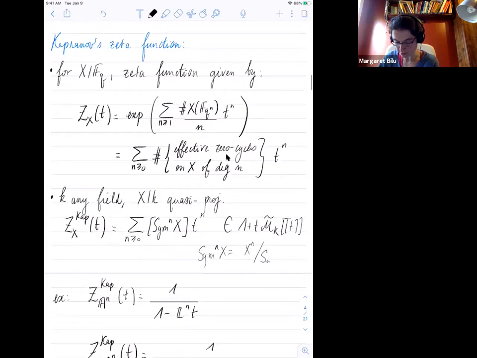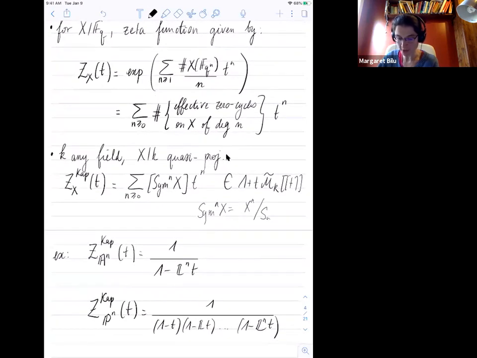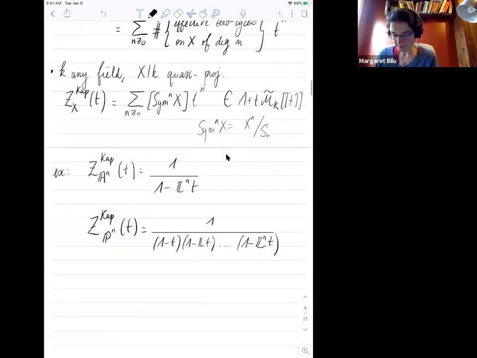And so just a few examples so that you see how it looks. The Kapranov zeta function of affine space of dimension n is very simple, just 1/(1 minus L to the n t). And if you cut up a variety, you have to multiply the corresponding zeta functions. So that's why the Kapranov zeta function of P^n is this thing. But in general, what you need to know is that a Kapranov zeta function most of the time is not rational. It's rational only essentially for rational things and maybe a few others. Okay, so these are the examples.